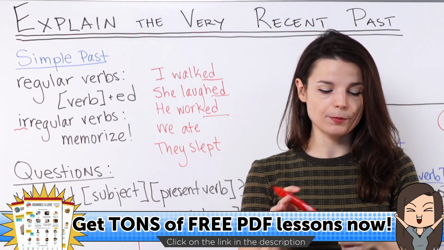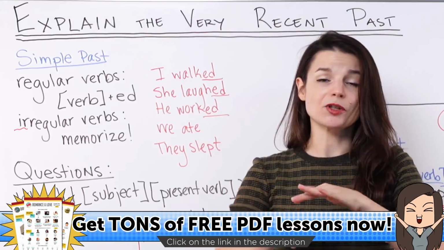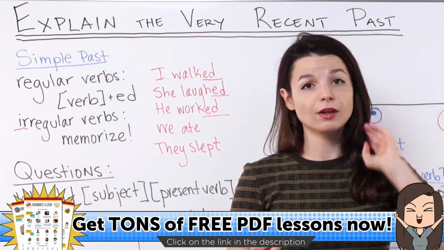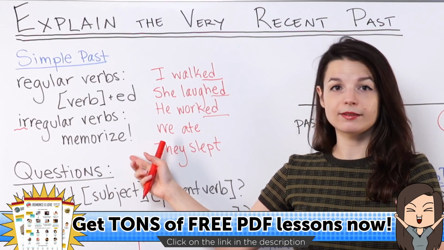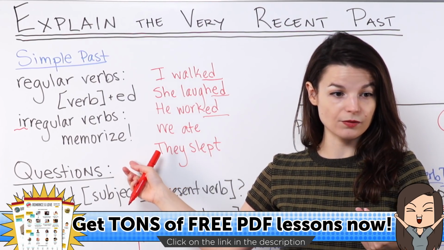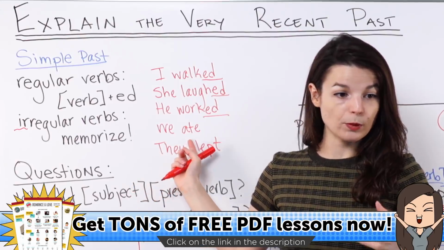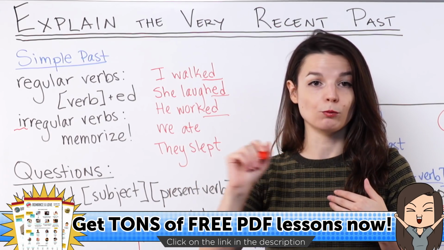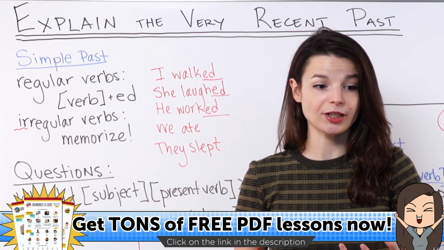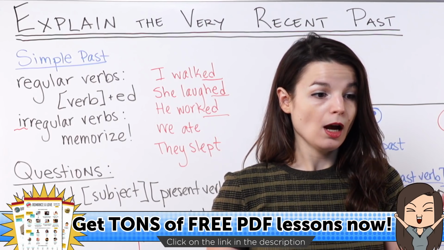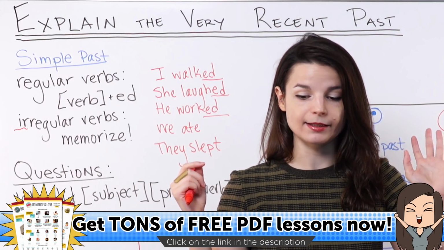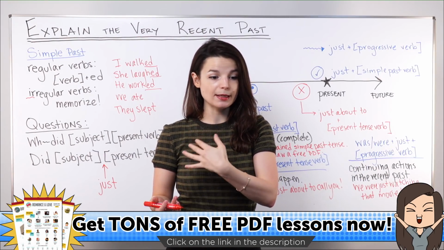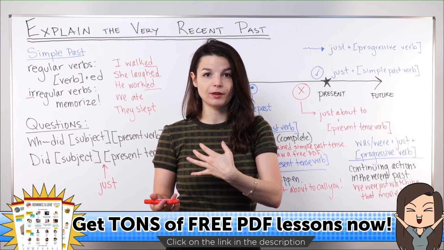Irregular, not regular verbs. That means that there's no rule for these verbs to make the simple past tense. So you have to memorize the past tense forms of these verbs. For example, we ate, or they slept, or I just said I wrote. So that's a recent action that happened. So this is how we make simple past tense. If you want to talk about your actions very simply, you can use simple past tense to do that.